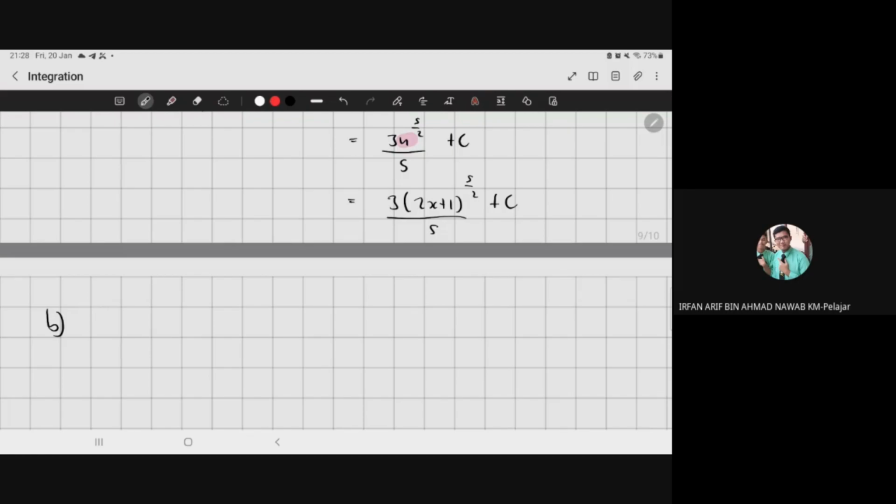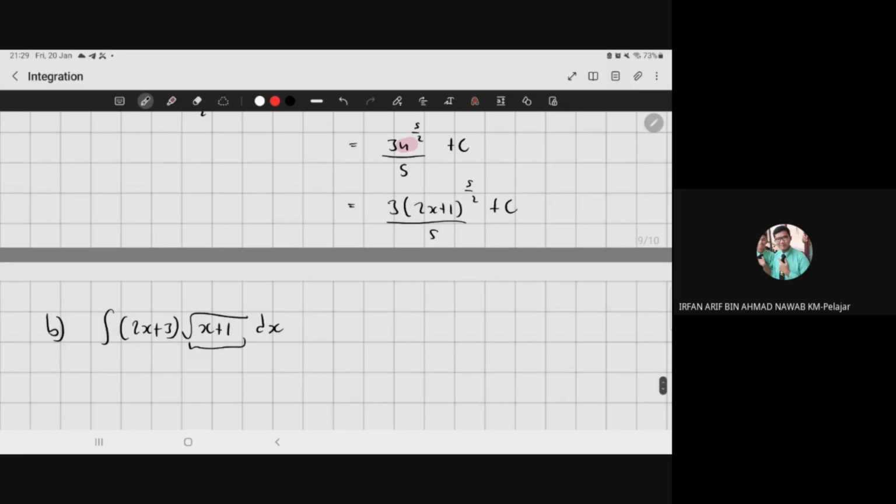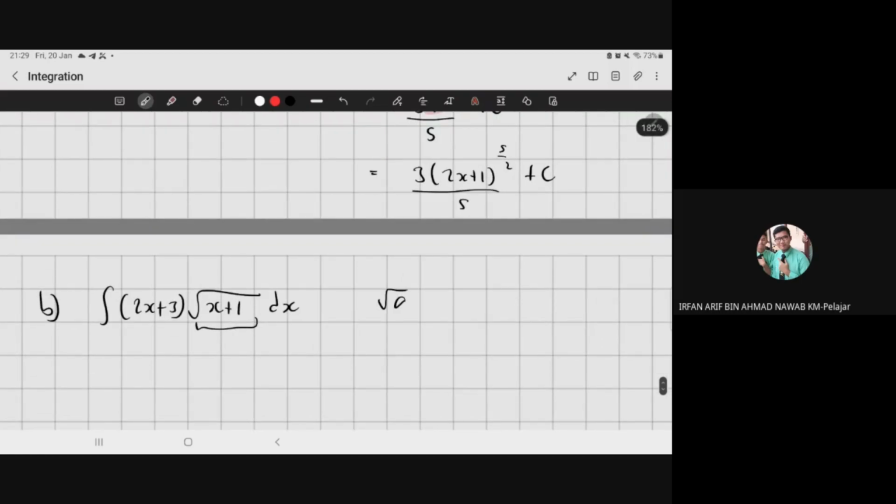Now they give us an integral, which is 2x plus 3 times the square root of x plus 1 dx. Okay. Now you might be thinking, I could just expand this, but it's going to be very difficult for me. So whenever I deal with questions that have square roots or cube roots, I will always make sure that this part is in a single term, like square root of u, because I want to deal with the square root more easily.